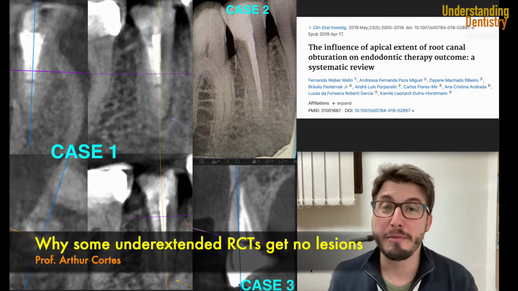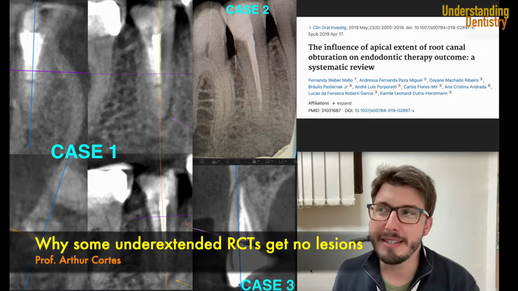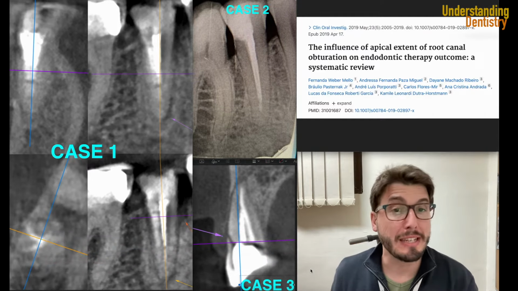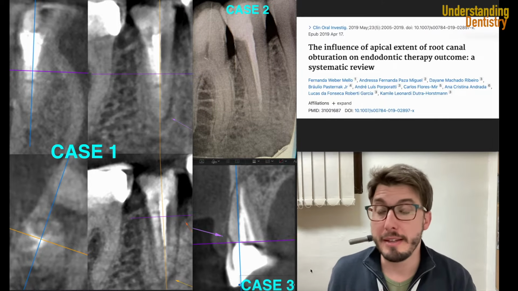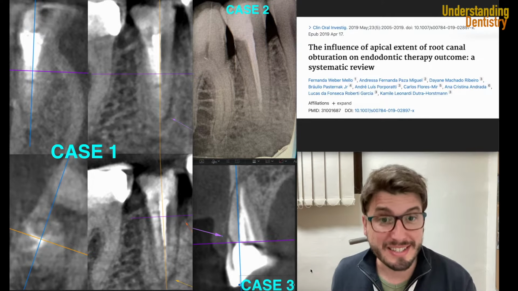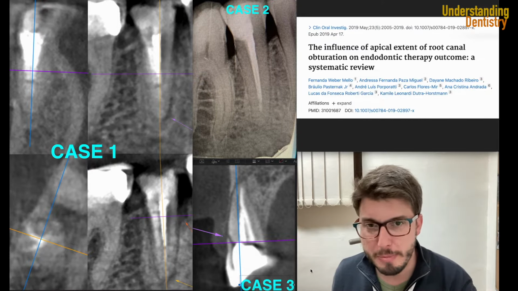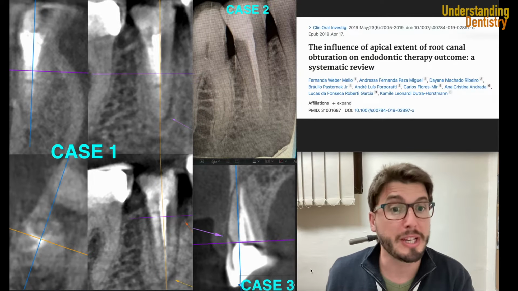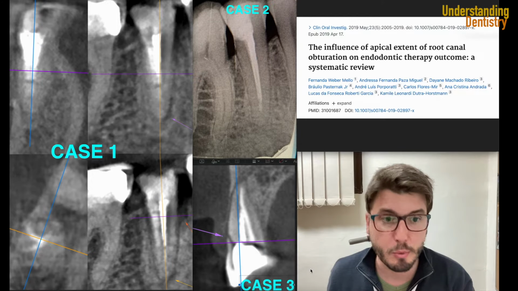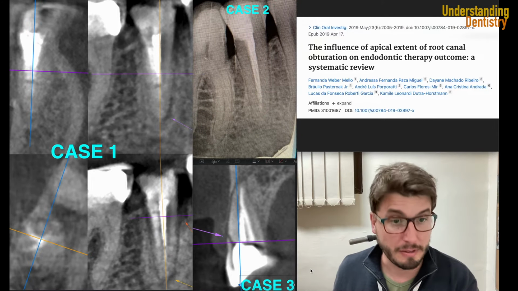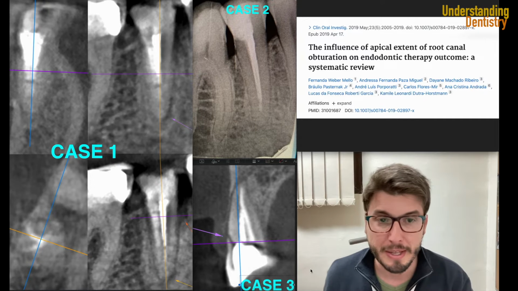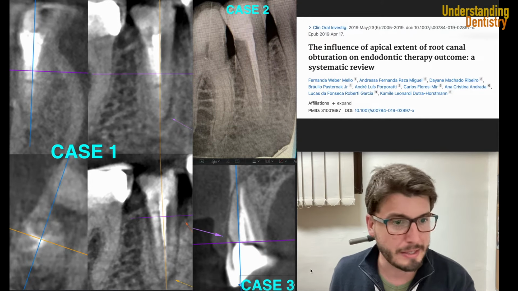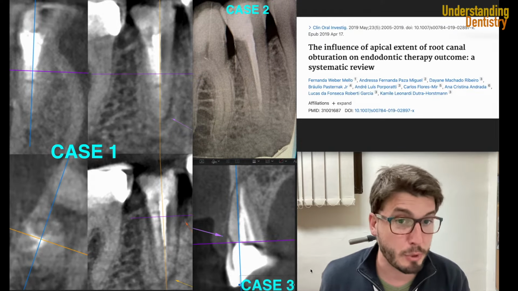Hello guys, and welcome to this video to understand why some cases that have underextended root canal treatment just don't get lesions. Some cases the root canal treatment is underextended, so it didn't get to the end of the apex, but sometimes nothing happens, or periodontal ligament space widening will happen, which also indicates inflammation and alterations in the periodontal ligament space. But sometimes the cases just stay like this, and it's actually a stable clinical situation.